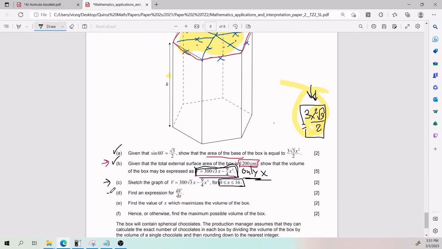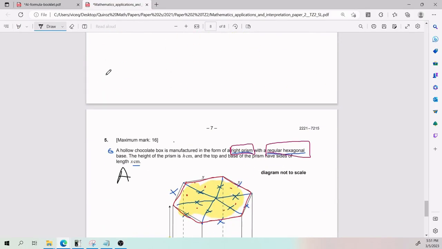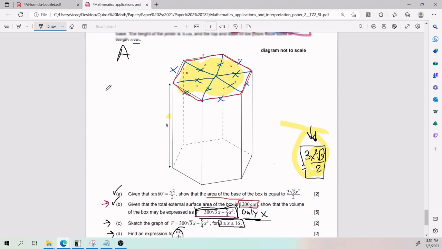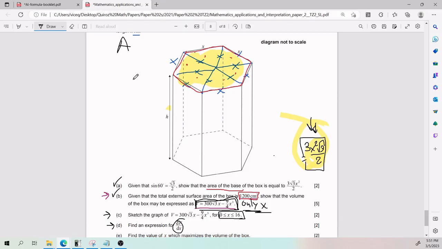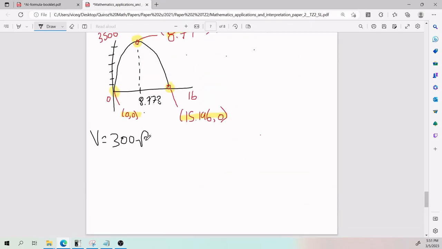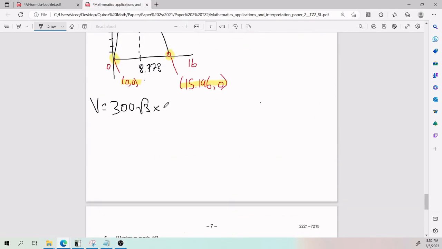Next, we need to find the expression for that. Now, what the hell is that? Well, that makes reference to a derivative. So my volume equation formula thing, following from part B, we have 300 square root of 3 times x minus 9 over 4 x to the power of 3.